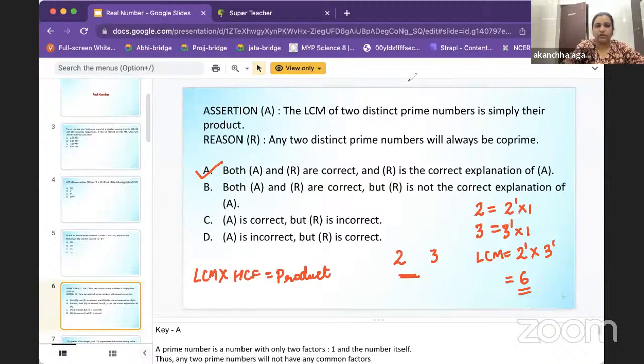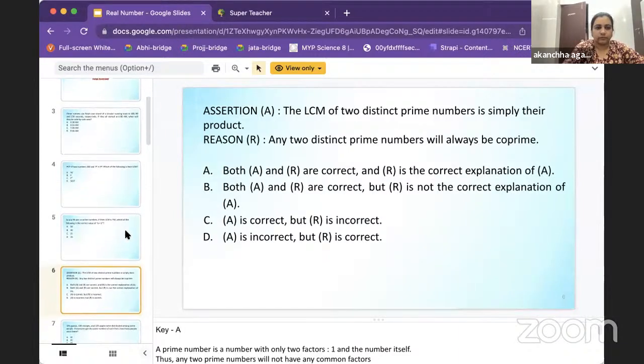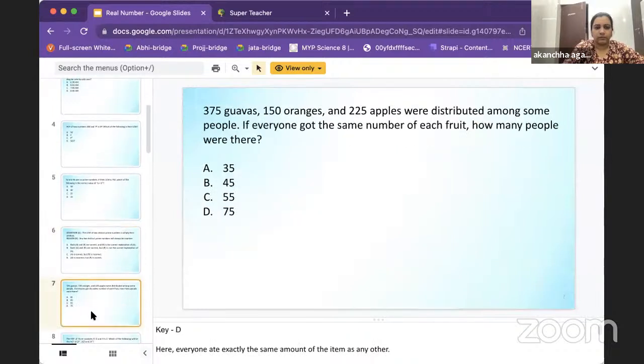Now let's move on to the next question. I'll give you 1 minute to try this question and then we'll again discuss. Please take 1 minute to go through the question.